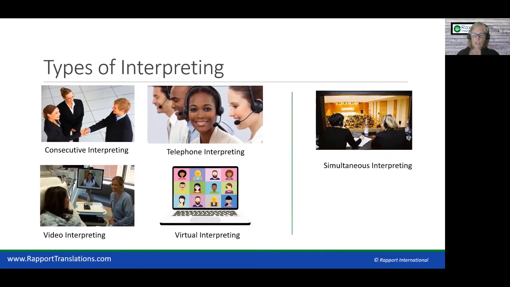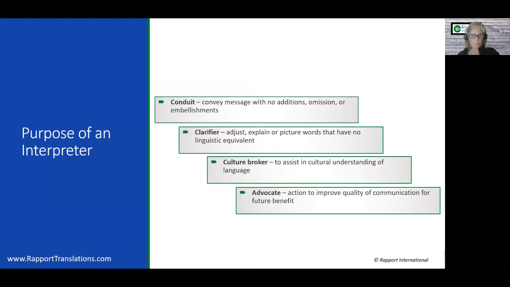So consecutive interpreting can be live in person. It can be over the phone. It can be video on demand, like if the interpreter is brought in and the two people are live, or the small group. And then there's virtual interpreting, where everybody's on a Zoom call or a RingCentral call or GoToMeeting or whatever it is. So these are the different types of interpreting.